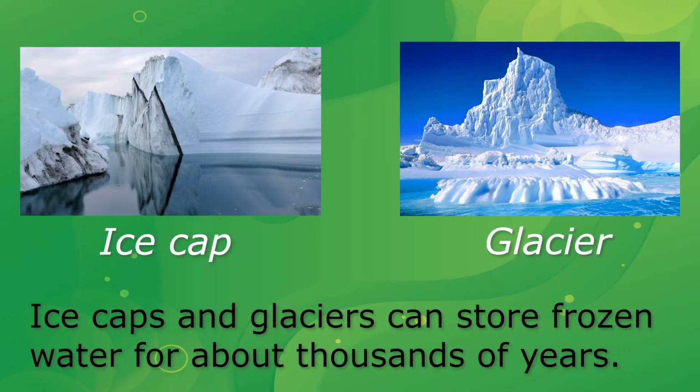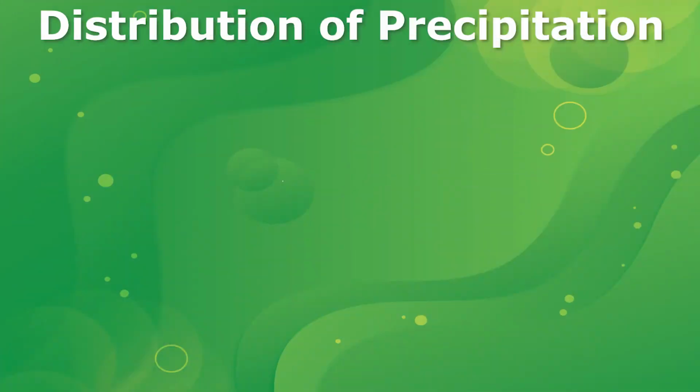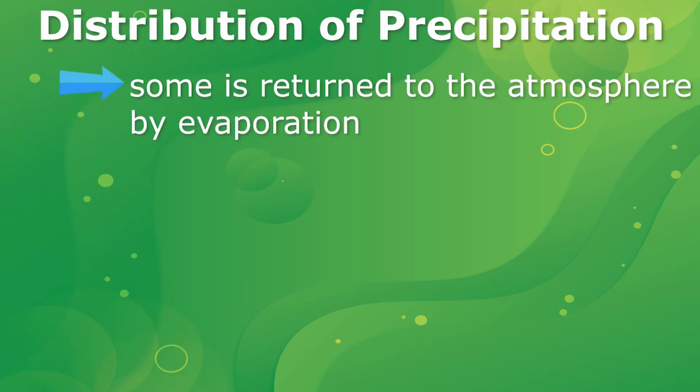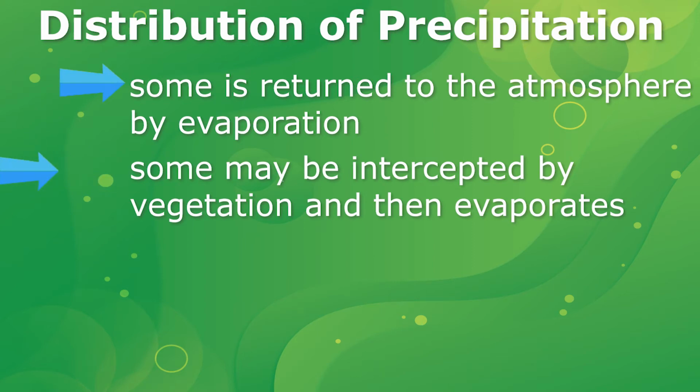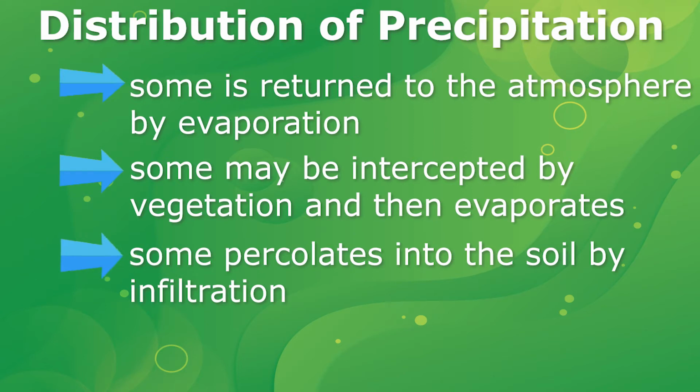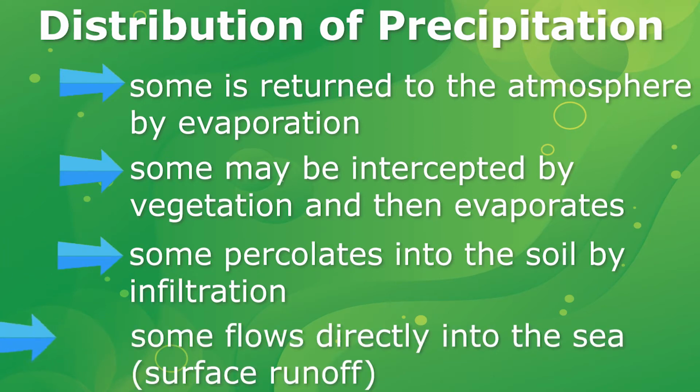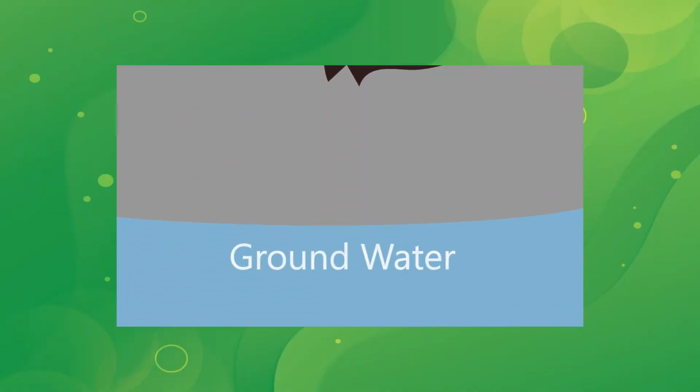Most water falls back into the oceans or onto land as rain, where the water flows over the ground as surface runoff. Precipitation that falls to the earth is distributed in four main ways. Some is returned to the atmosphere by evaporation, some may be intercepted by vegetation and then evaporated from the surface of the leaves, some may percolate into the soil by infiltration, while the remainder flows directly as surface runoff into the sea. Interestingly, most groundwater is derived from precipitation that has percolated through the soil.